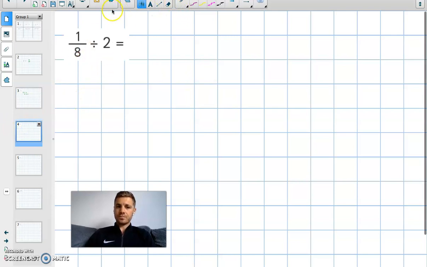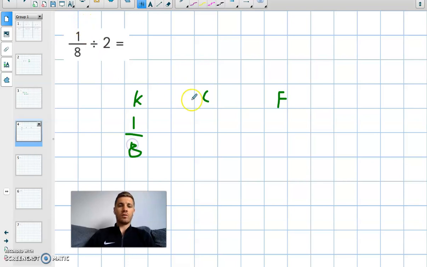Question number 3, we use our keep, change, flip method when we are dividing fractions by whole numbers. So we keep 1/8, we change our division sign to a multiplication sign, and we flip 2 over 1, which it currently is, to 1 over 2, which is 1/2. And just like before, when we multiply two fractions together, we multiply the numerators. So 1 multiplied by 1 is 1, and 8 multiplied by 2 is 16. So you've got 1 over 16 as your answer.